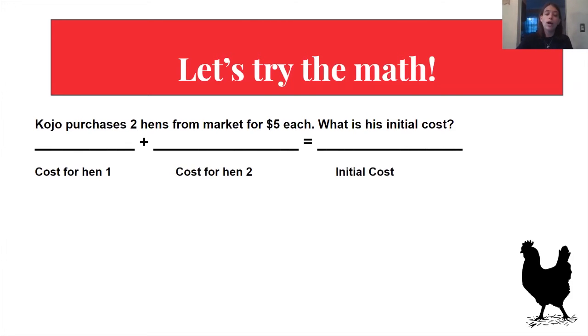1 hen equals $5, because it says here from the market for $5 each. The cost for the second hen is $5. And 5 plus 5 is 10. So his initial cost for starting this chicken business is $10. He had to spend $10 to get the chickens to get the eggs. This is before he could even do anything. He had to spend $10.